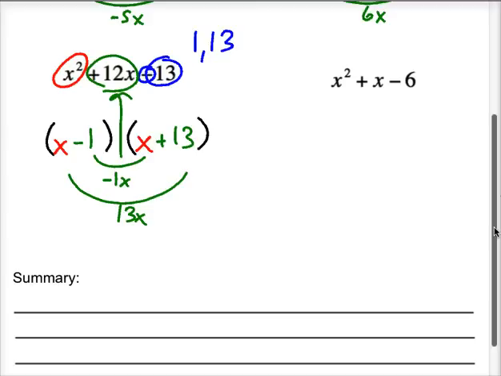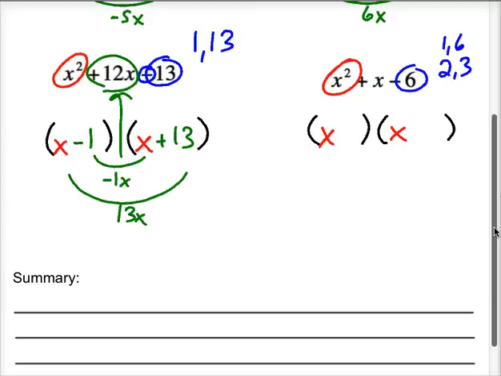All right, last one for our notes. I'm going to identify that I need x and x to multiply to be x squared. Things that multiply to 6, well, 1 and itself, and 2 and 3. All right, so now again, I notice that that 6 is negative. So that means I need to find which combination has a difference of 1.